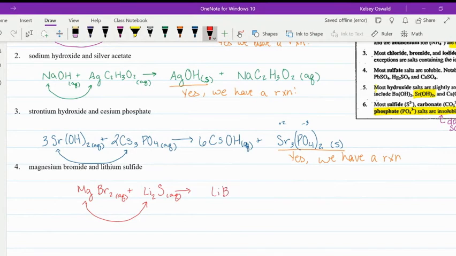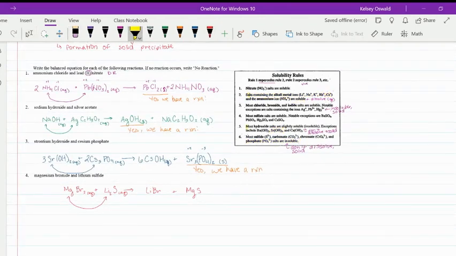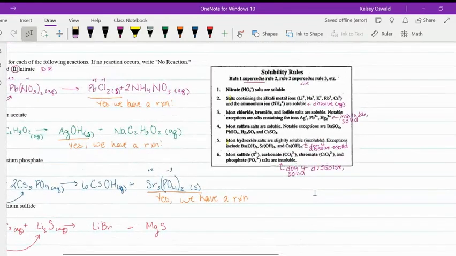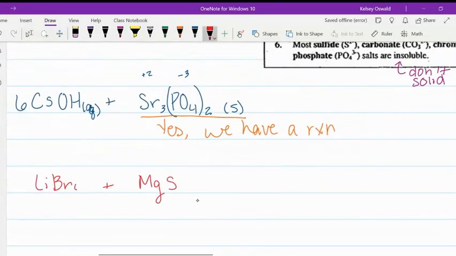So now we'll have lithium bromide, with a +1, -1 charge, and magnesium sulfide, with a +2 and a -2. We need to determine whether these compounds are soluble or not. Will they dissolve in water or will they be in solid form? So LiBr, our first product, is an alkali metal compound, and we know any compound with an alkali metal is soluble. Since it has that lithium, it is soluble, which means it is going to dissolve. It's going to be an aqueous solution.